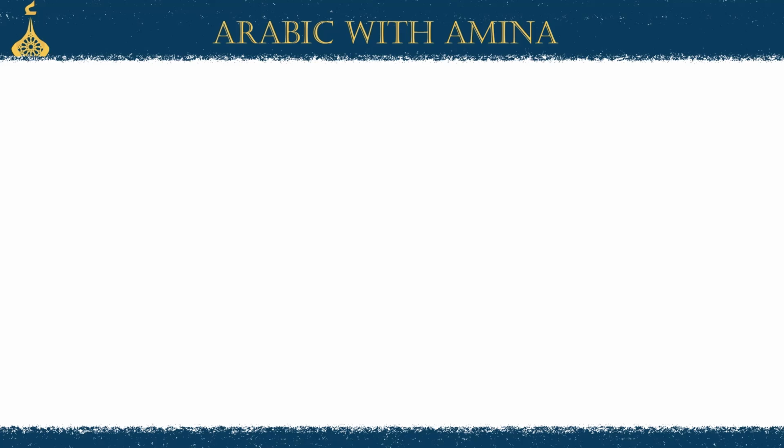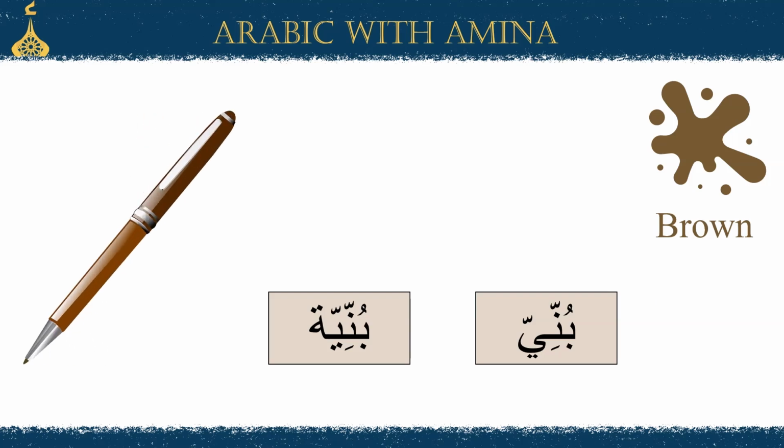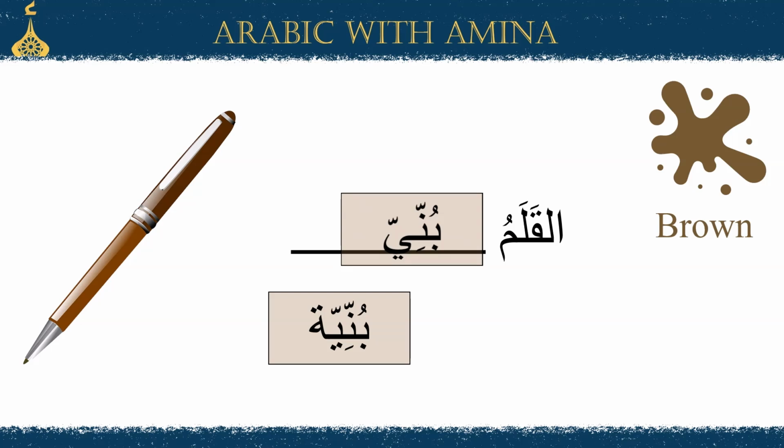Next up is the color brown, which is bunni or bunniya. We want to say the pen is brown. القلم blank. Which word would be correct to complete the sentence? Well, the word pen is a masculine word, so we will go with the word bunni. القلم bunni. The pen is brown.